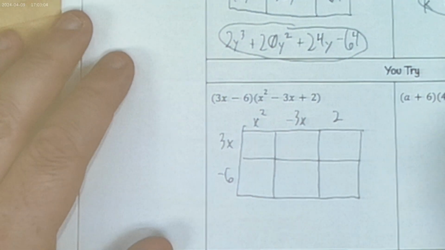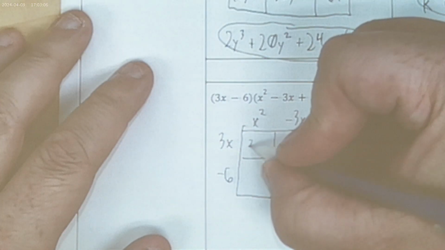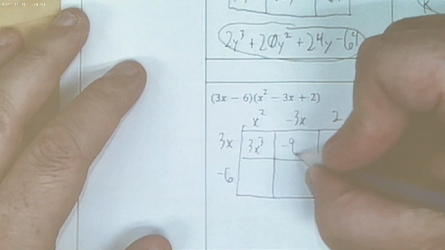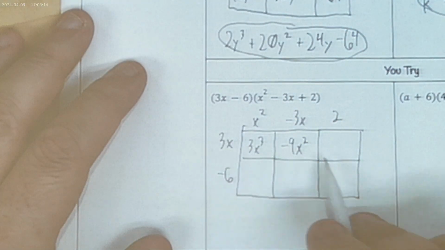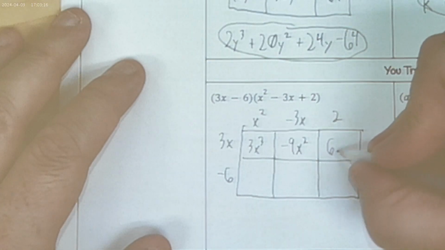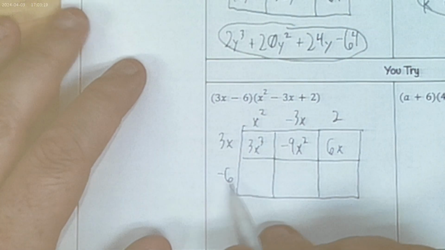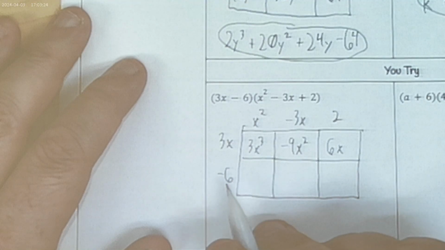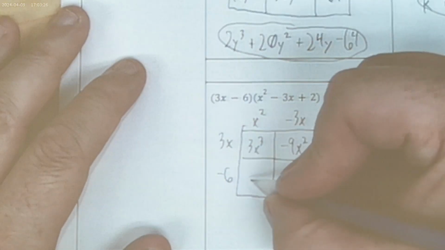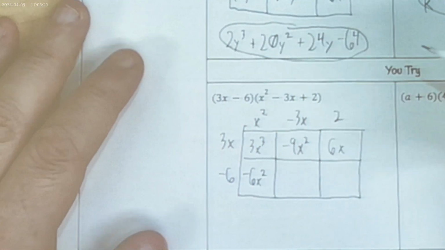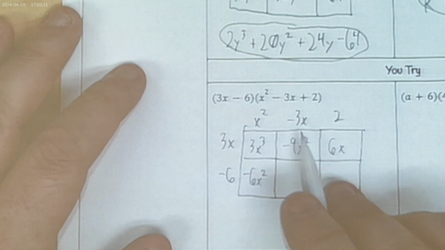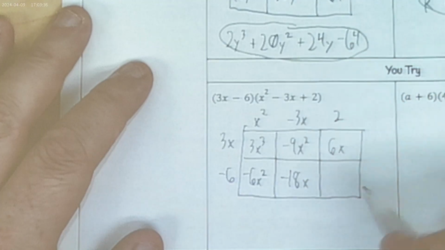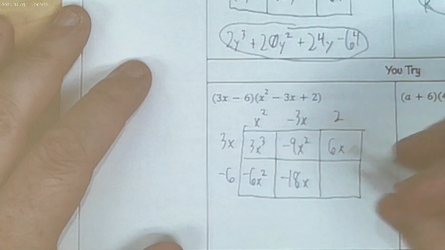All right, 3x times x squared gives me 3x to the third. 3x times negative 3x is negative 9x squared. 3x times 2 is simply 6x. All right, negative 6 times x squared is negative 6x squared. Kind of weird how that works out. Negative 6 times negative 3x is negative 18x. And then negative 6 times 2 is negative 12.